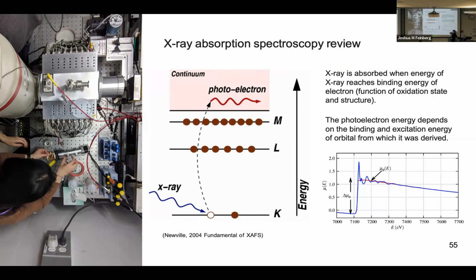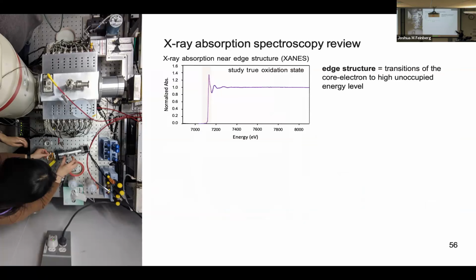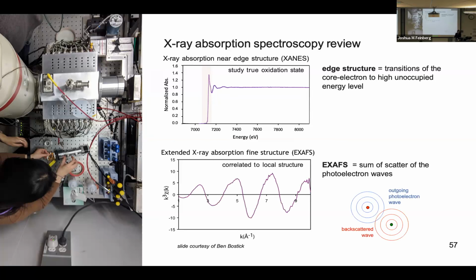For example, the K edge. This is an example of an iron spectrum that you would get. On the x-axis is energy, on the y-axis is normalized absorbance, and you have this characteristic jump and then, up to higher energies, this other part of the spectrum. The jump is actually the white line intensity, or the edge jump, and it's called the X-ray absorption near edge structure, or XANES, and it's representative of the transition of the core electron to high unoccupied energy levels. The part at higher energy is the EXAFS region, or the extended X-ray absorption fine structure. So this is the post-edge region.